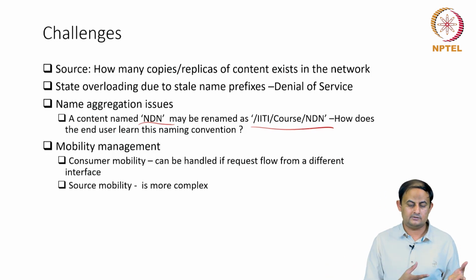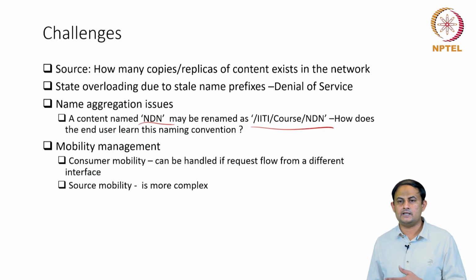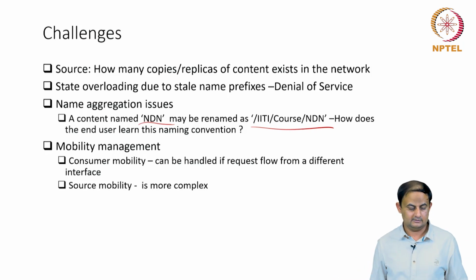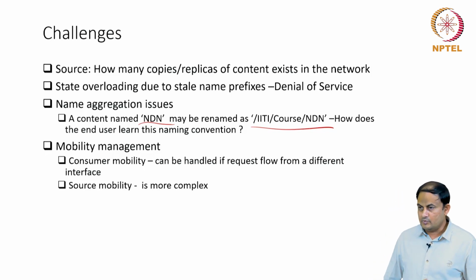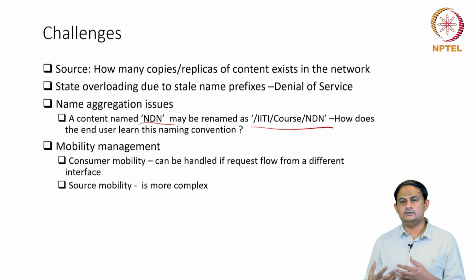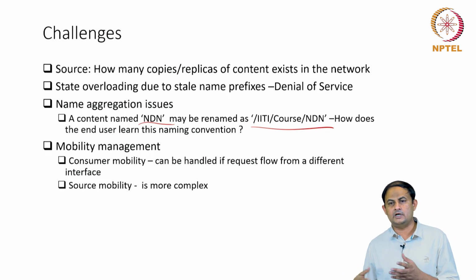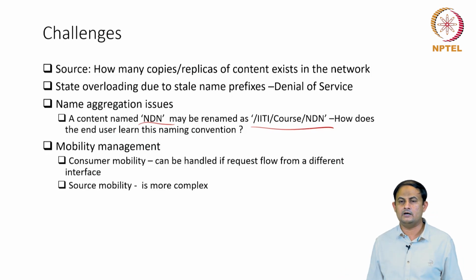How do we make sure that all the consumers are made aware of this renaming that has happened in the network? How do I communicate that piece of information? We don't know yet. And the last challenge the ICN network brings is something called mobility management. We know how mobility is handled in IP networks. For example, if I am walking and at the same time downloading some content on my device, maybe a mobile or a laptop or any other device.